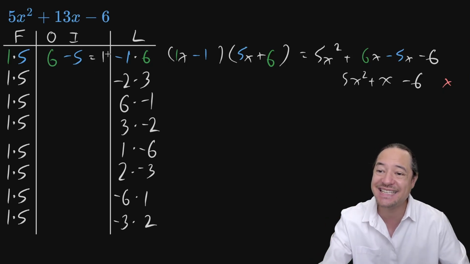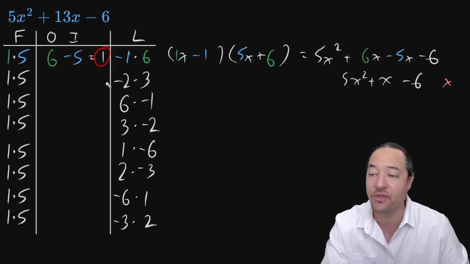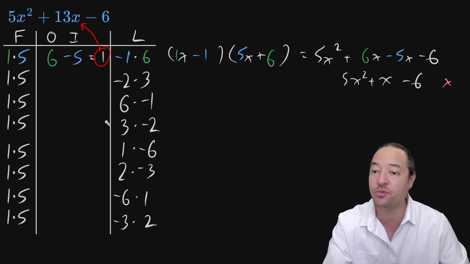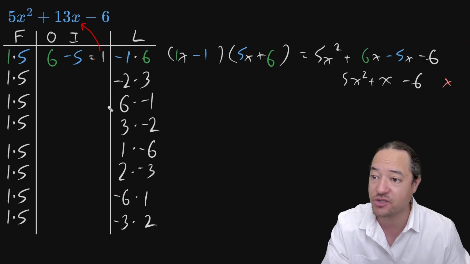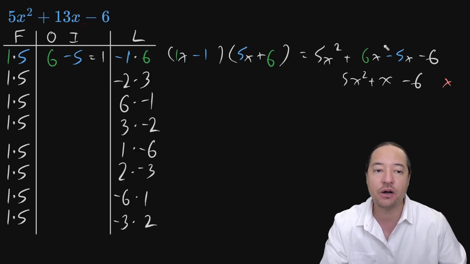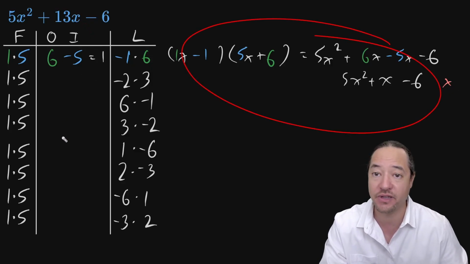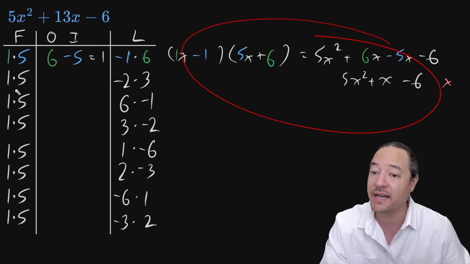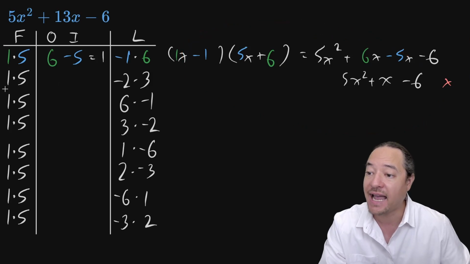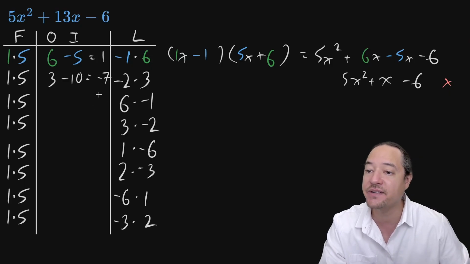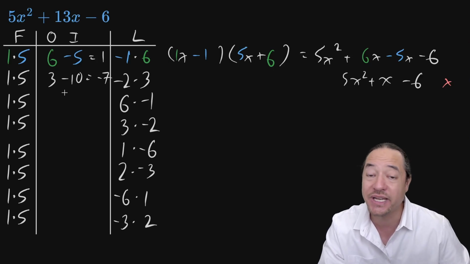Okay, and so this is the number we're actually concerned about. This is the middle term we have to compare to the original expression. So instead of writing all of this stuff out, I'm just going to work within this table here. Once again, over here, outer times outer is going to give us a 3. Inner times inner is going to give us a -10. So this gives us a +7. Oh, sorry, this gives us a -7. -7 is not 13, so we keep going.